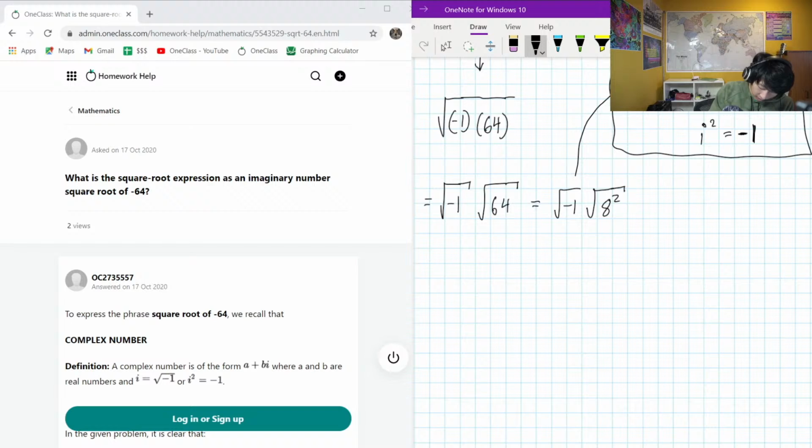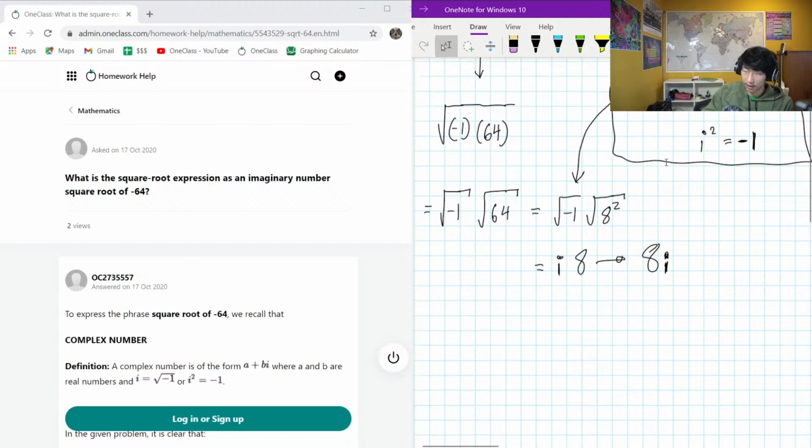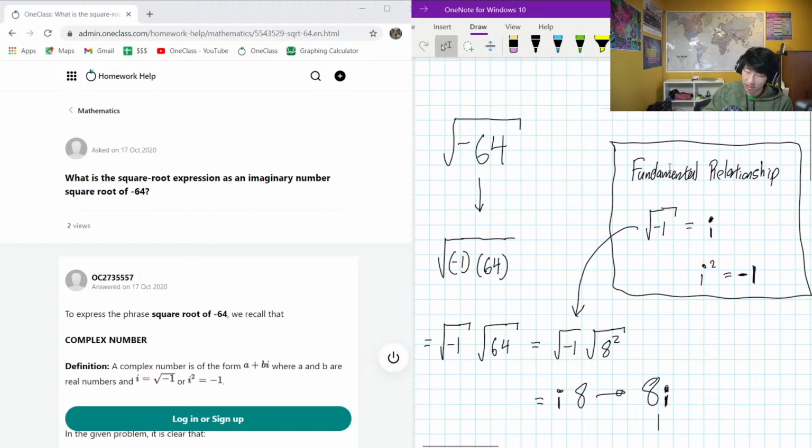Okay, so given here, we know that the square root of -1 is going to be i, and the square root of 8 squared has got to be 8. But oftentimes we prefer to write it as 8i, because i is kind of like a variable, and it's kind of nice to treat it that way. So 8i is going to be the result of this. And as long as you keep in mind the fundamental relationship that the square root of -1 is equal to i, and then you factor out the negatives when you have negatives under the root, everything will be good. And if you ever square the i, just make sure it becomes -1.